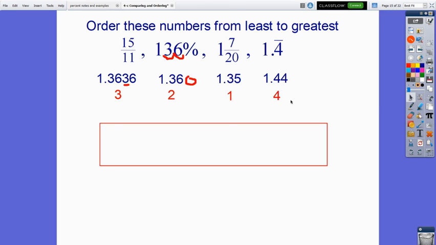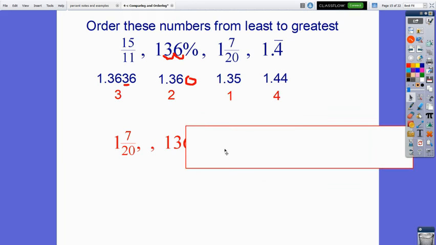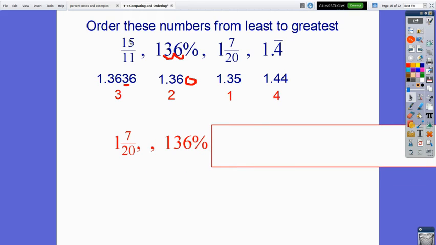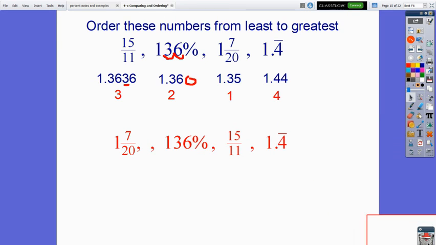Now I rewrite them in the original format. So the lowest number is 1 7/20. Number 2 is 136%. Number 3 is 15/11. And number 4, 1.4 repeating.